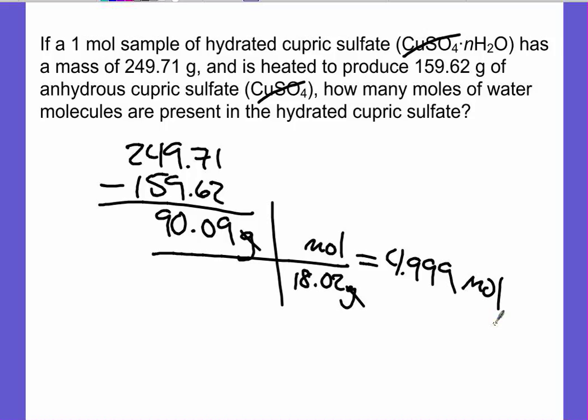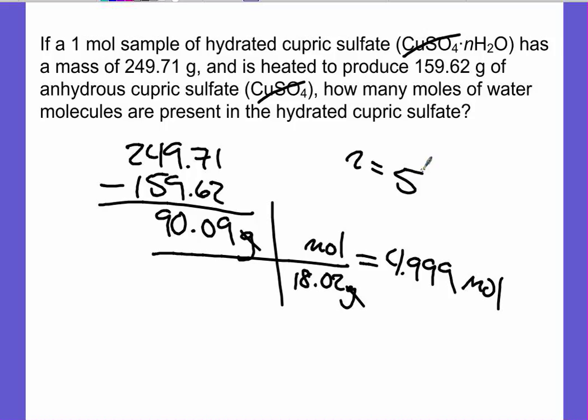Now, in reality, when you have a question like this, my answer is really supposed to be a whole number. What whole number is there? 5. There's a 5 in front of that water, right? So that answer is 5. So there's 5 waters for every one copper ion and 1 sulfate. That's what it says right on here too. So the real answer is 5. N equals 5.